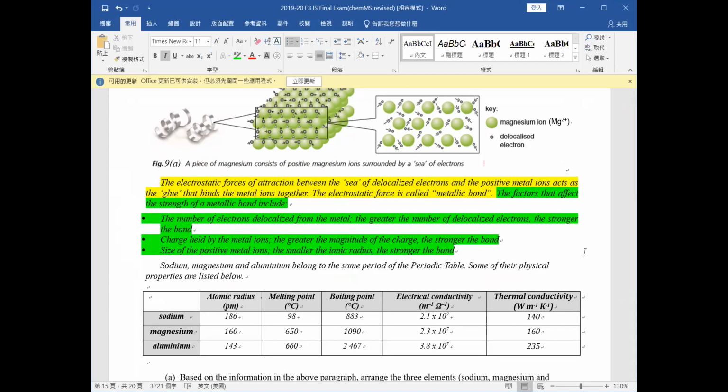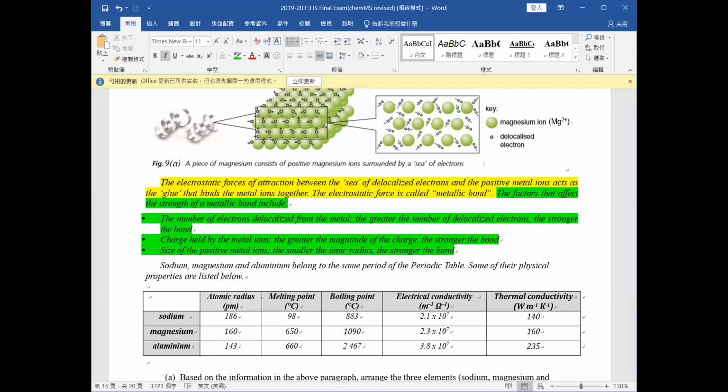Okay, the factors that affect the strength of metallic bond include: 1. The number of electrons delocalized from the metal. 2. The charge held by the metal ions. 3. The size of positive metal ions. Okay, Mr. Chin, that's enough.